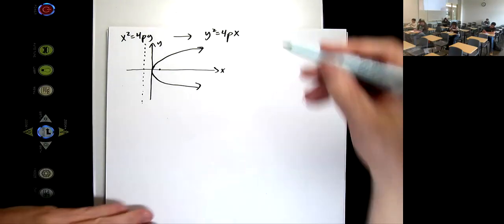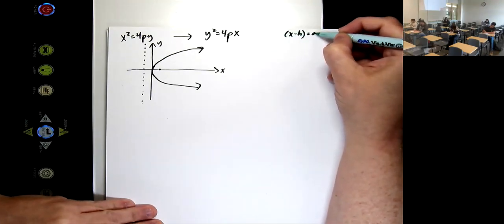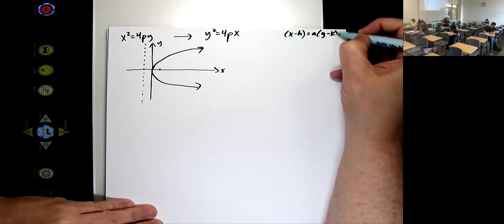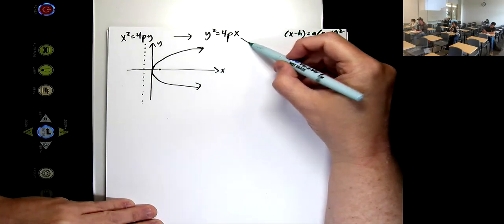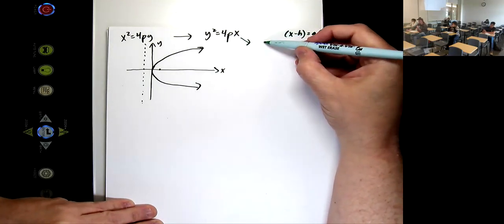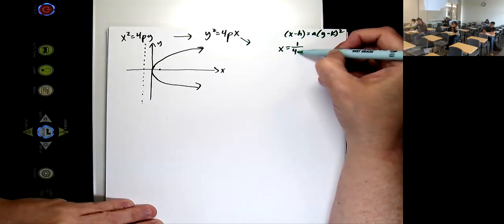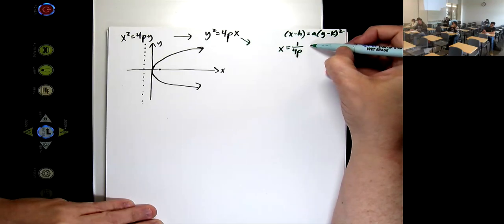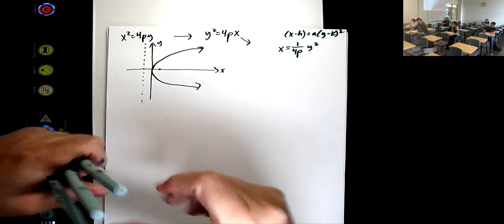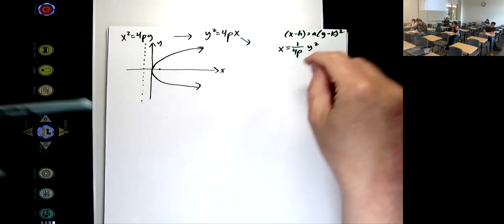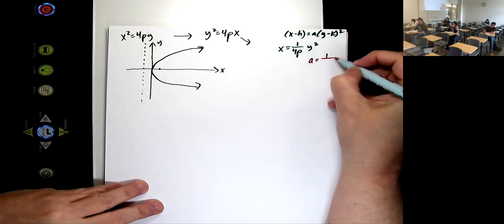Because a lot of times when we see it, we see x minus h equals a times (y minus k) squared. So if I were to divide the 4p over, I have x equals 1 over 4p times y squared. So if you have it in this form, the a relates to 1 over 4p.